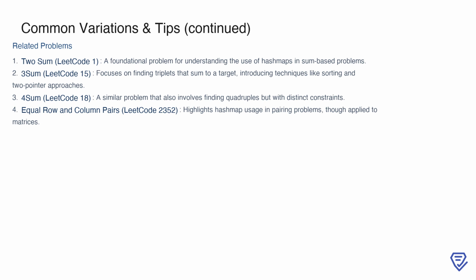Lastly, there's equal row and column pairs, LeetCode 2352, which uses hash maps in a different context, pairing rows and columns in matrices. Exploring these problems can provide a broader perspective on how to apply similar techniques in various scenarios.